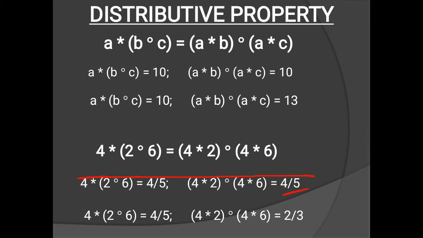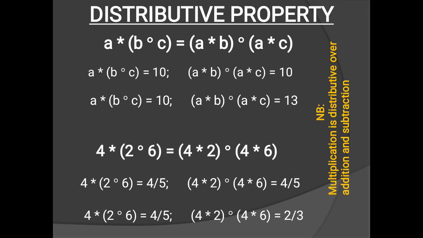All right, so now let's look at proof. Before the proof, we are saying that multiplication is distributive over addition and subtraction. Just like I said, the one outside is always multiplication, and the one inside is either addition or subtraction. So we say multiplication is distributive over addition and subtraction. Let's check that.